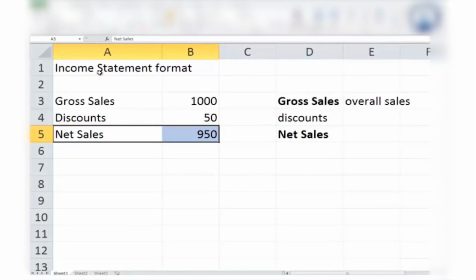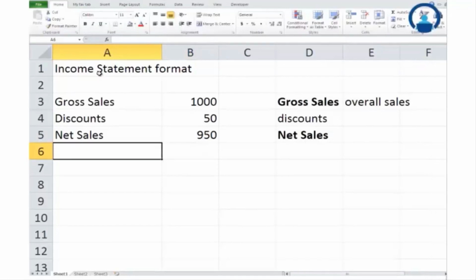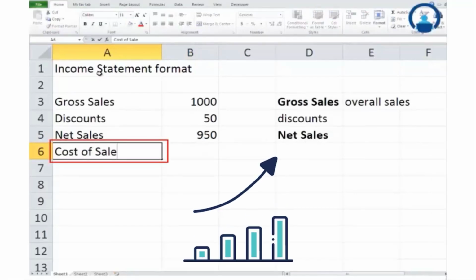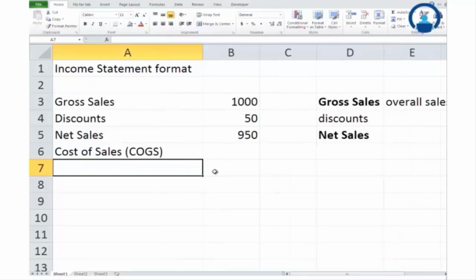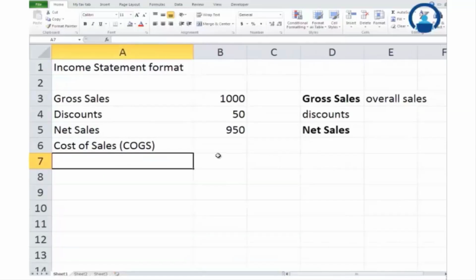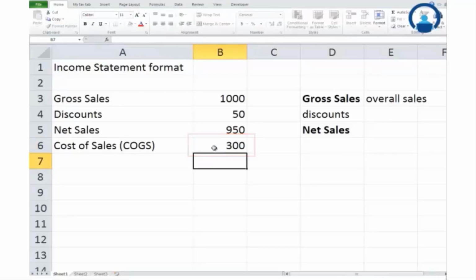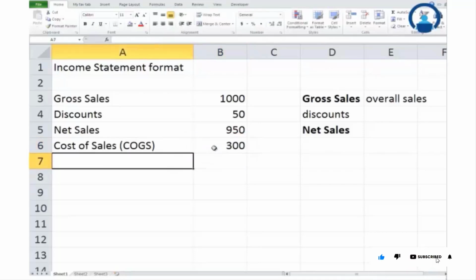Once we have documented the net sales, the next term is the cost of sales, which we also call COGS, cost of goods sold. Essentially, cost of goods sold is defined as the amount paid for any merchandise sold or the cost of the manufactured products that were sold during the accounting period. What we are saying is any cost which is directly associated with the sales can be called cost of sales. Let's assume that the cost of sales was 300 and the byproduct is the gross profit.